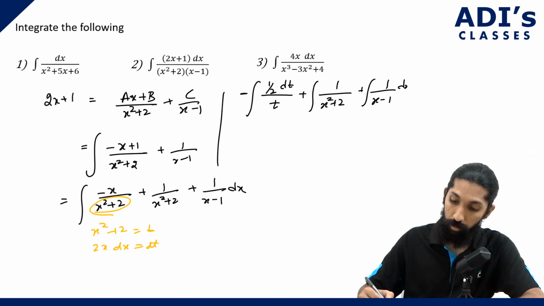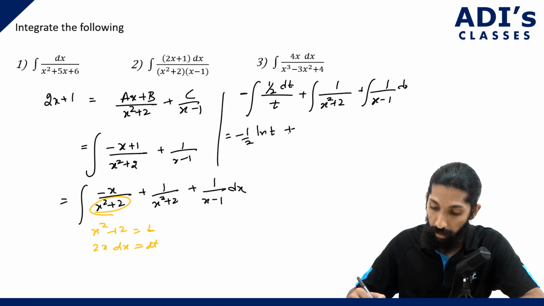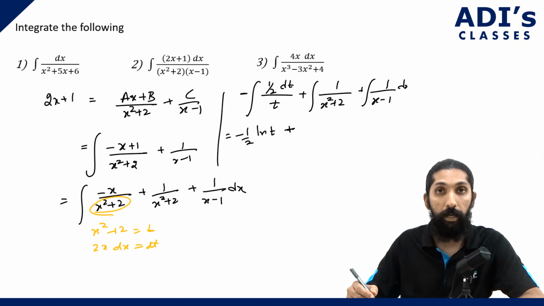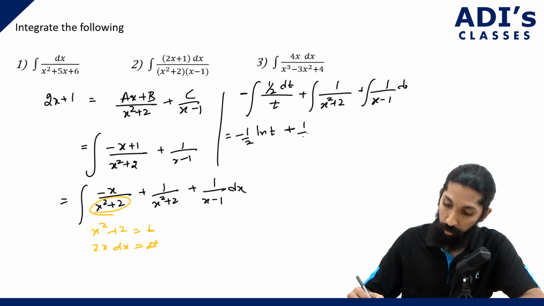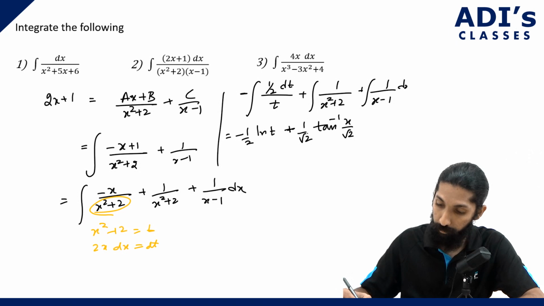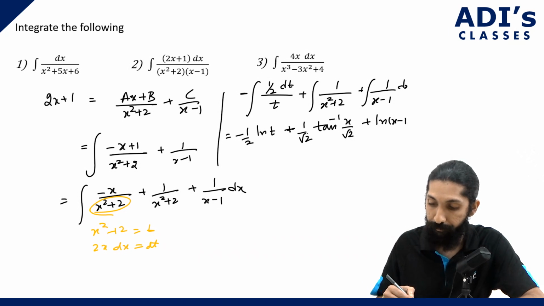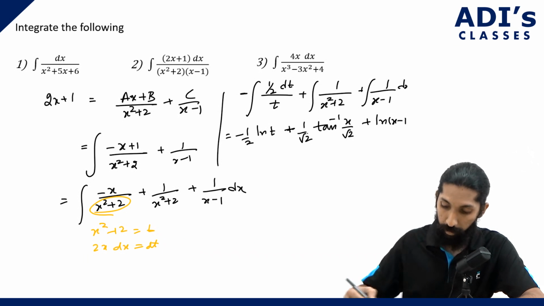Okay. So this is going to become minus half log t, plus this is x square plus a square, so 1 by a tan inverse of x by a. So 1 by root 2 tan inverse x by root 2, plus log of x minus 1. Let's substitute back and write the final answer. What is t? We substituted x square plus 2.